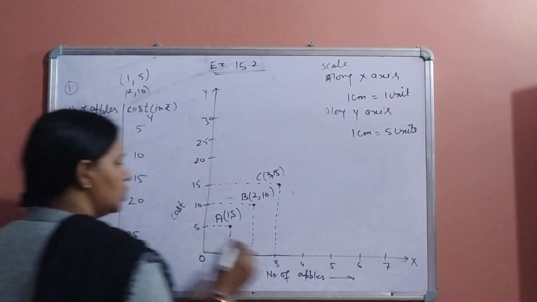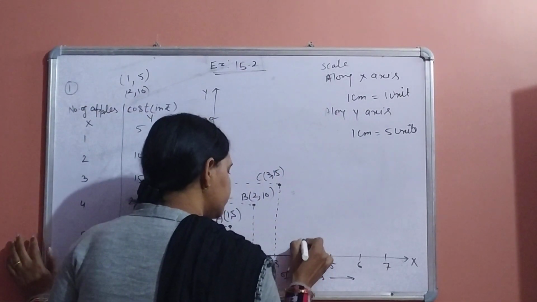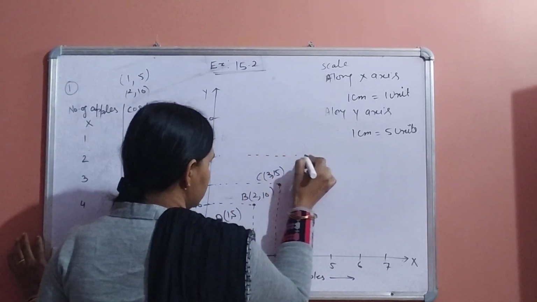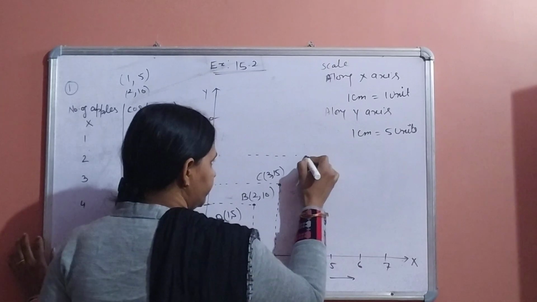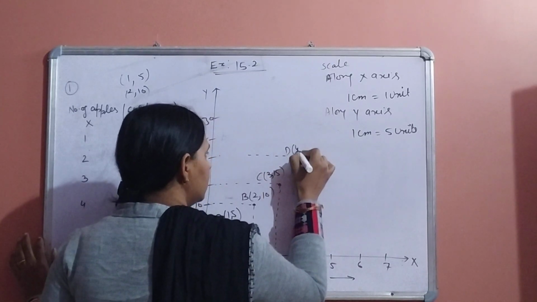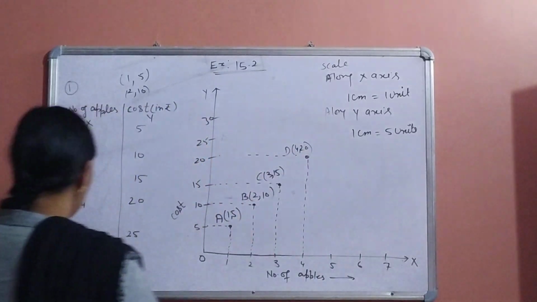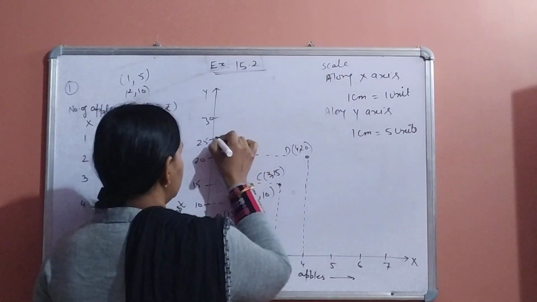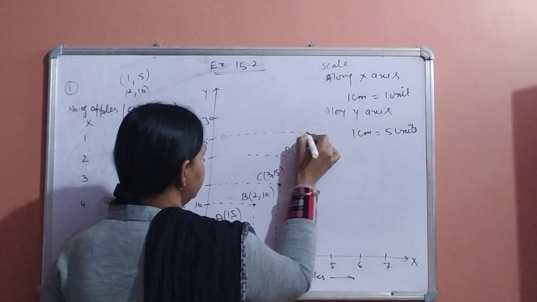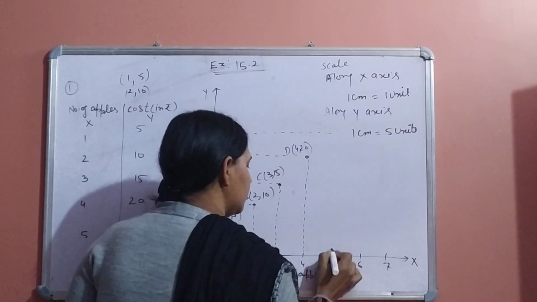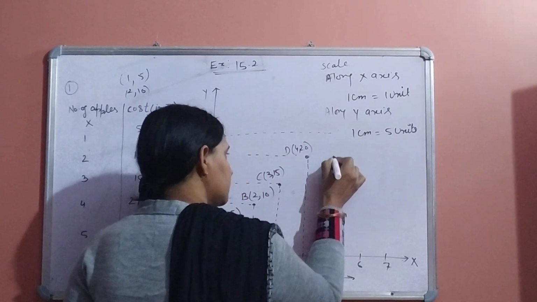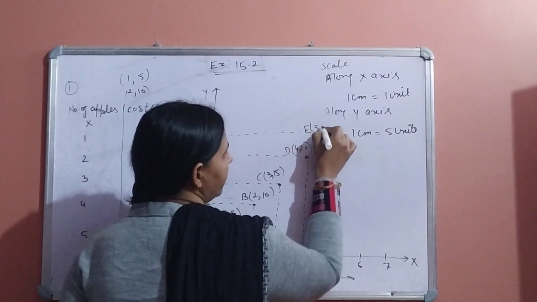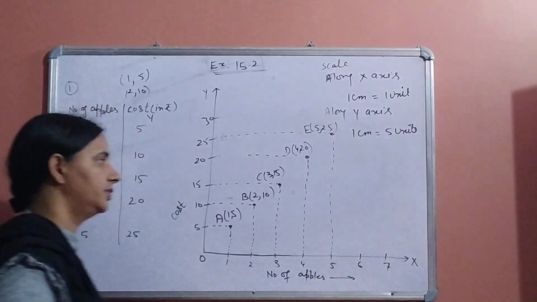Next point is 4, 20. When x is 4, y is 20. Point D, 4, 20. Next, when number of apple x is 5, then cost is 25. It will touch y-axis at 25 and x-axis at 5. So this is point E, 5, 25.